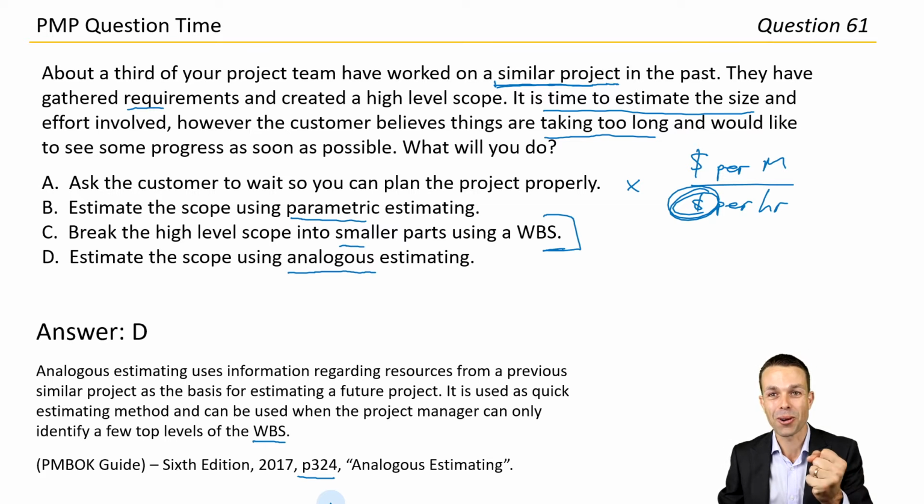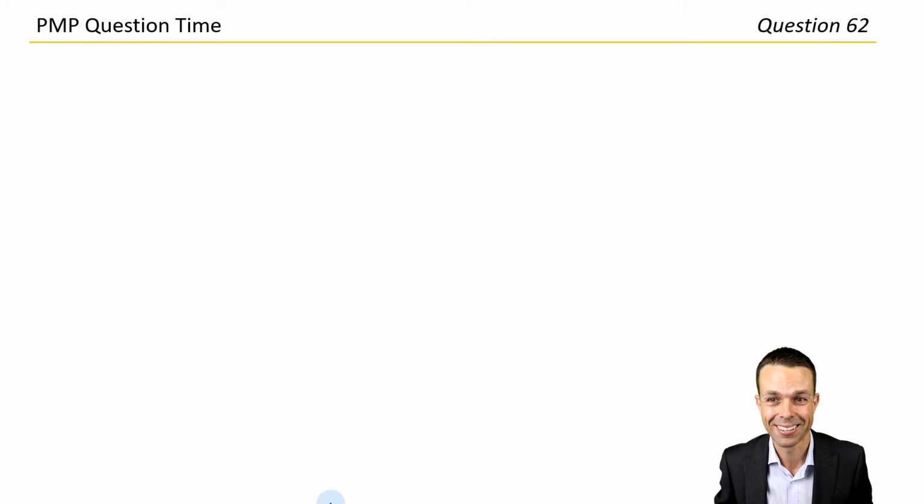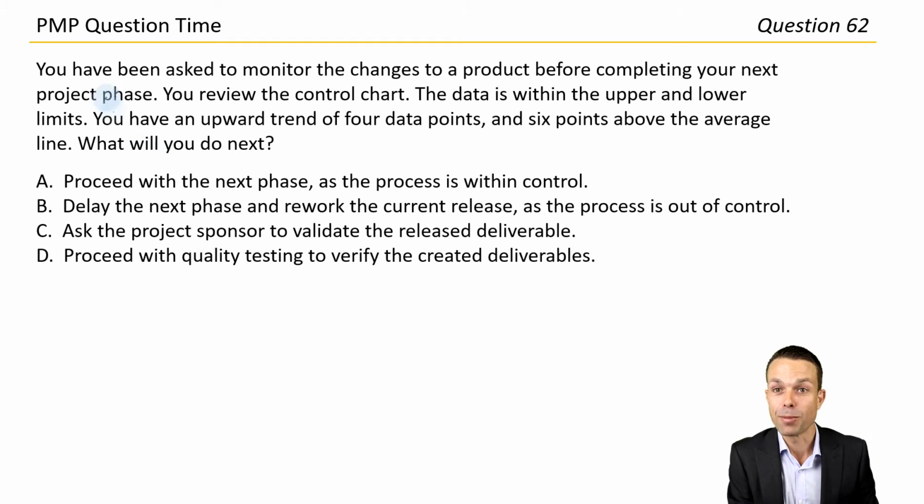All right, how did you go? That was a good one to kick us off, I think. What's the next question? You have been asked to monitor the changes to a product before completing your next project phase. You review the control chart. The data is within the upper and lower limits.